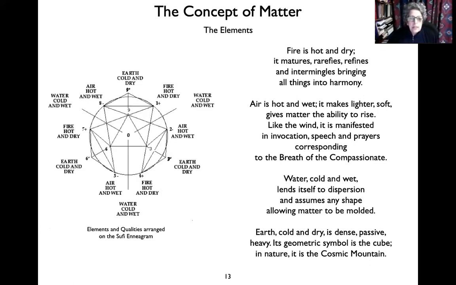Also, if anyone does their astrological chart, called the Indra chart, it will show how much of the element of fire, air, water, or earth is in their chart based on the planets. Air is the ability to rise. Like the wind, it is manifested in invocation, speech, and prayers, corresponding to the breath of the compassionate. Water is cold and wet, lends itself to dispersion and assumes any shape, allowing matter to be molded. Earth, cold and dry, is dense, passive, heavy. Its geometric symbol is the cube, and its nature is the cosmic mountain.